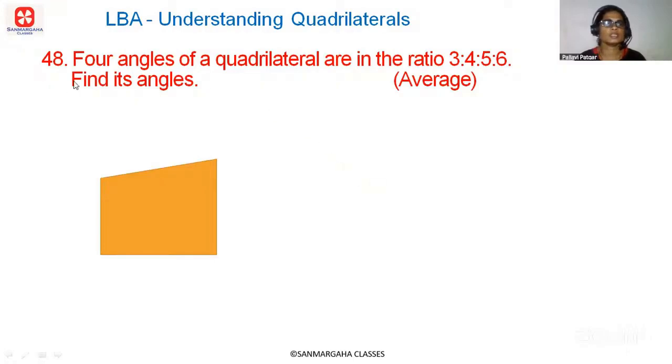In this chapter, look at the question number 48. Four angles of a quadrilateral are in the ratio 3, 4, 5, 6. Find its angles.